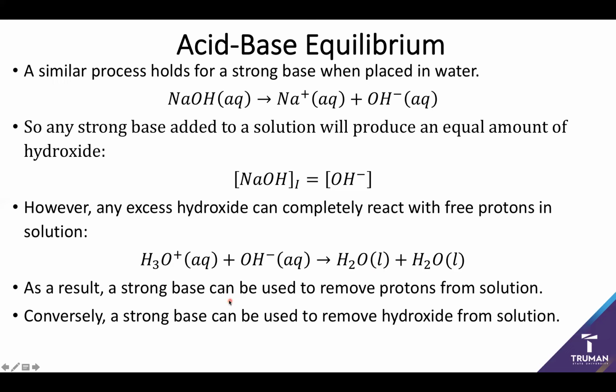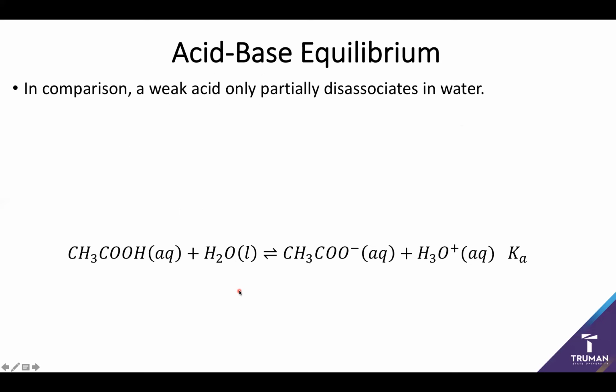Conversely, I can add a strong acid to remove any hydroxide from solution, again driving the reaction. So if I want to make the system more acidic, I add hydronium and reduce the amount of hydroxide present. And this is going to be a very important way to modulate the behavior of a weak acid or weak base system. So let's go ahead and see how all of this equilibrium varies as I go to a weak acid.